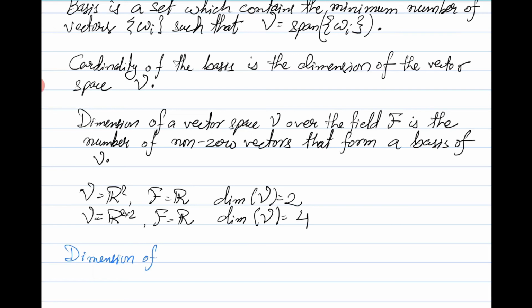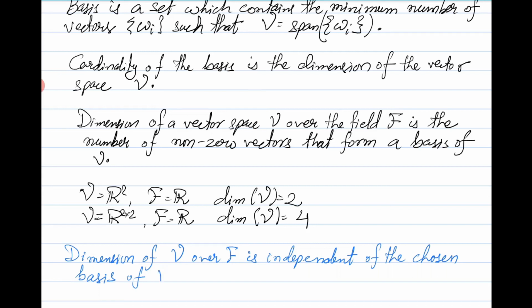Dimension of a vector space V over a field F is independent of the chosen basis of V. So dimension of the vector space is unique. Unlike the basis, which is not unique, you can have infinite number of bases for a given vector space over a field. The dimension of a vector space over a field is unique. If the dimension of a vector space is 2, then irrespective of what basis you choose, the dimension will always be 2, which indicates that the basis will have two vectors that can span the entire vector space.